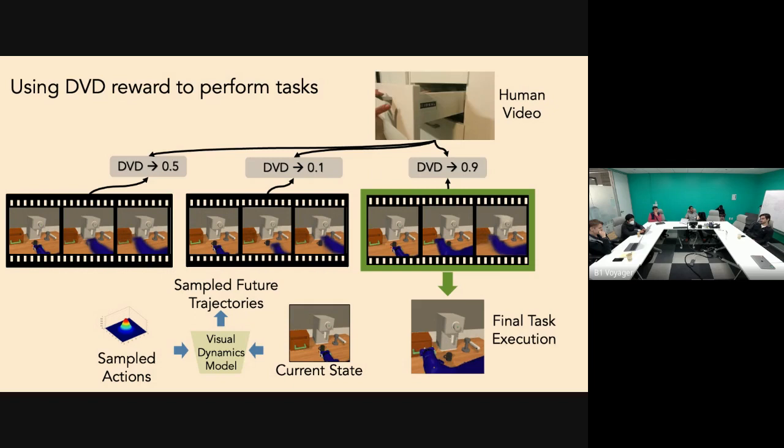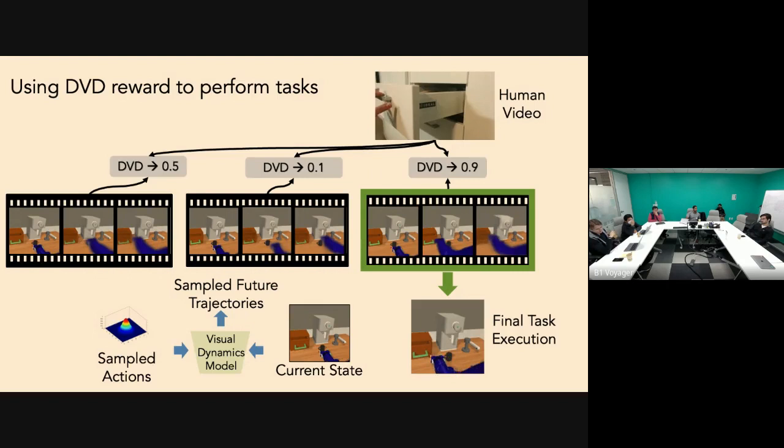Here, though, you're specifying the goal in terms of the human. Yeah. So here the task specification is not language, but a human video. But the neat thing is the human video does not need to be in the environment that the robot's operating. We will condition on a video that looks like that video to tell the robot to close the drawer.